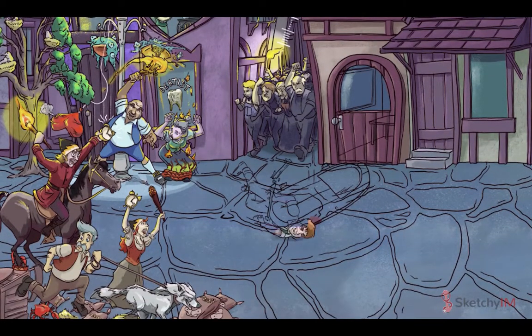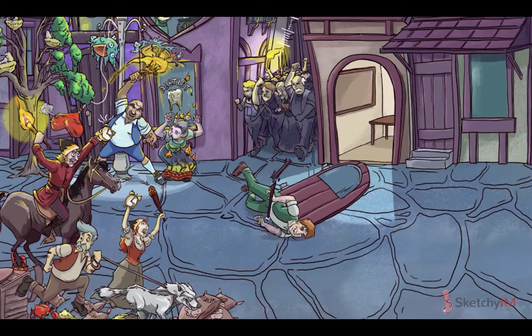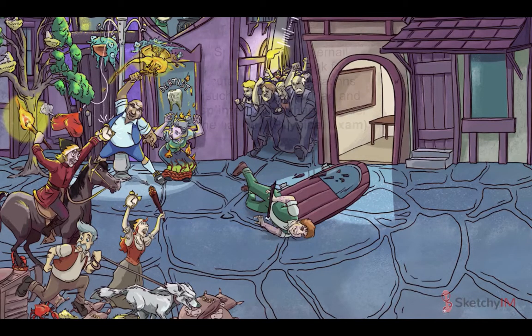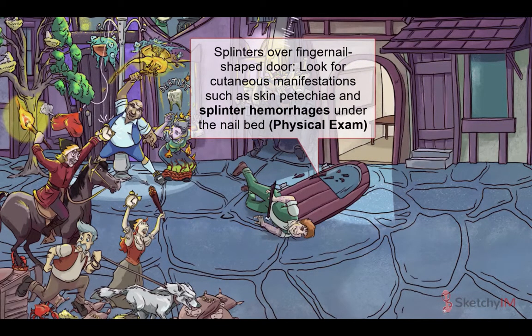Uh-oh, get up, guy, or you're gonna get trampled. See those tiny purplish specks of dirt on this guy's skin? They represent petechiae, a common cutaneous manifestation of IE. And those wood splinters over the door he tripped over? They represent splinter hemorrhages, which are non-blanching linear reddish-brown lesions under the nail bed. Petechiae and splinter hemorrhages are common, but pretty non-specific.